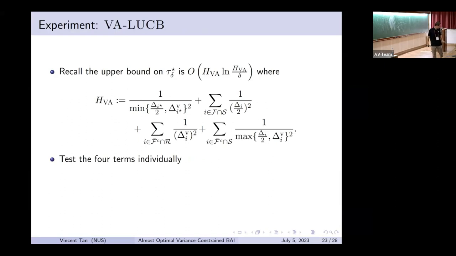In the remaining time that I have, which is quite a lot, 10 minutes, I'm going to do the following experiment. Here we have an upper bound on the stopping time, which comprises these four terms. We are going to design experiments to try to understand whether the dependence on each of the terms is fundamental and correct. Actually, we already know that it's correct because there's a corresponding lower bound.